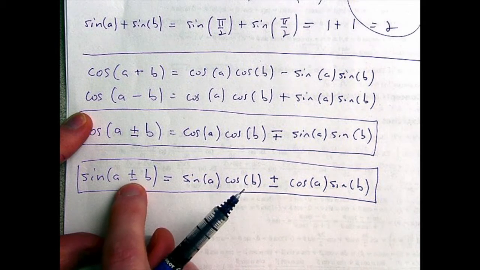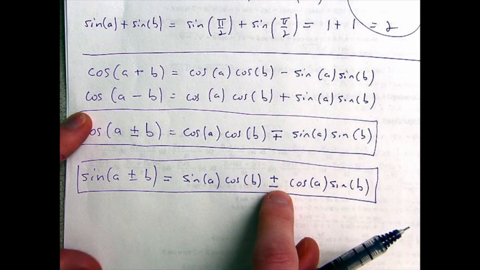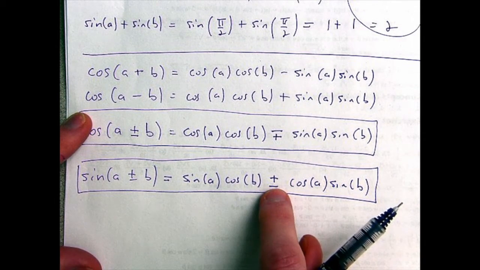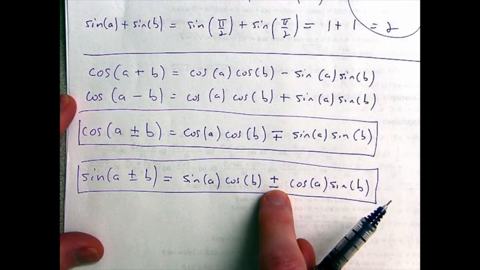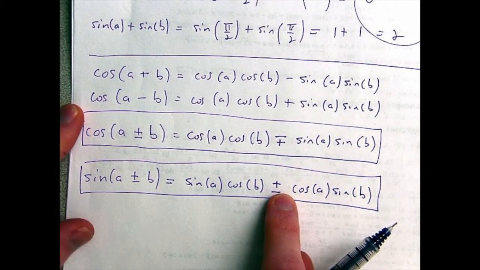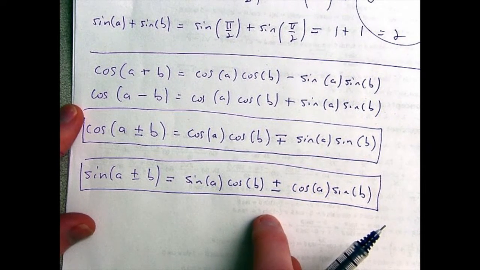And since there's a minus on the bottom here and there's a minus on the bottom here, that means that when you have a minus between the two angles, you put a minus between the two terms. Now, I'm sure you're wondering where in the world do these formulas come from? The short answer is geometry.